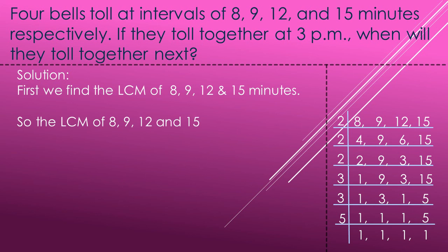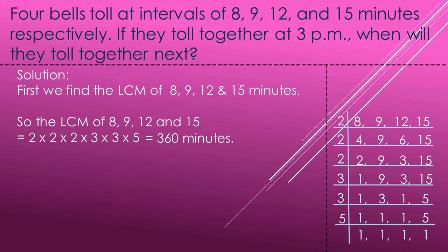So the LCM of 8, 9, 12 and 15 is equal to 2 multiplied by 2 multiplied by 2 multiplied by 3 multiplied by 3 multiplied by 5. Do the multiplication. We get 360 minutes. See, the LCM is 360 minutes.